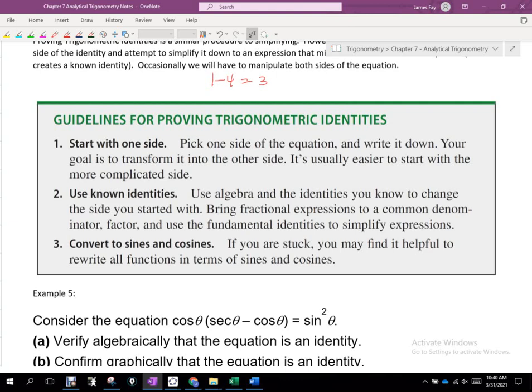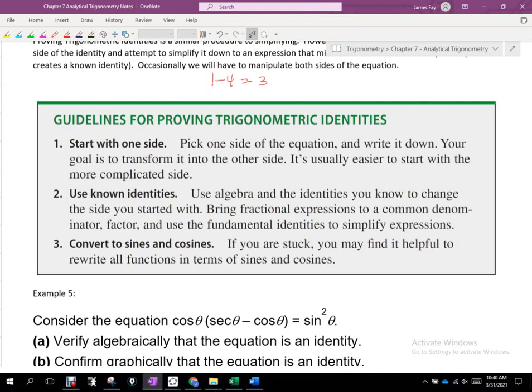And if you ever get stuck or you're uncertain about identities, change things to sine and cosine, and that hopefully will get you unstuck. Generally, though, when you change things to sine and cosine, it's going to make you rely solely on algebra and not on identities. Does that make sense? Okay, so it puts more importance on your algebra skills.